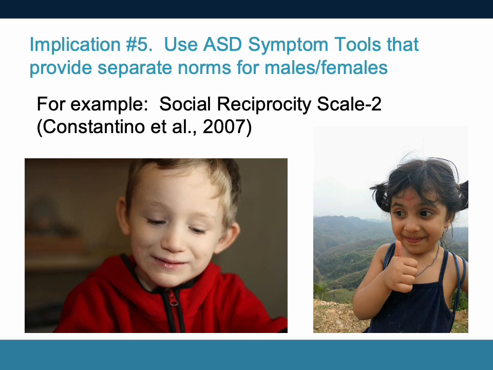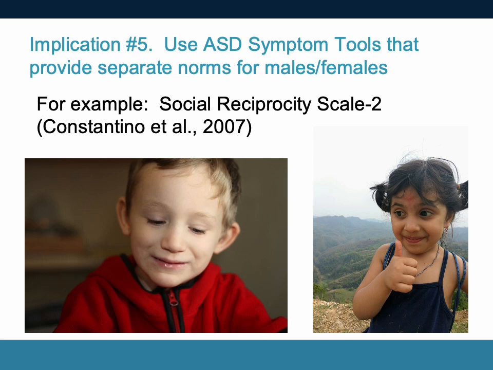Implication number five. So now that we've sort of thought about cognitive testing, we've thought about strengths, we've thought about motor and adaptive skills, I think it's also important that we consider whether or not the symptom tools that we're using have separate norms for males and females. So we don't yet have this for the autism diagnostic observation schedule, for example, but I've heard that some of that is in the works.